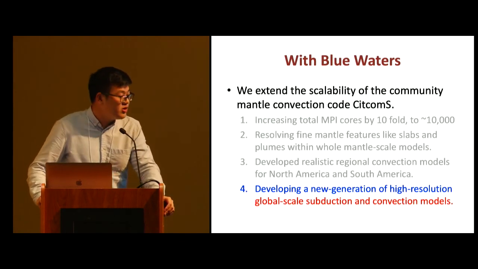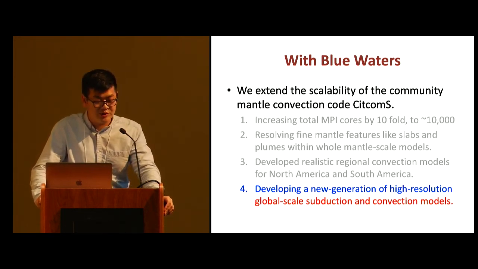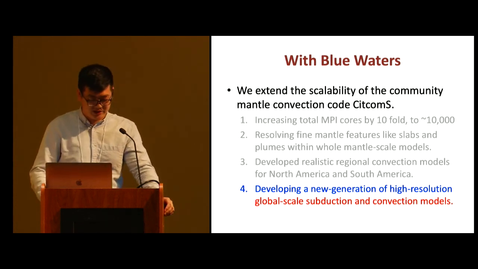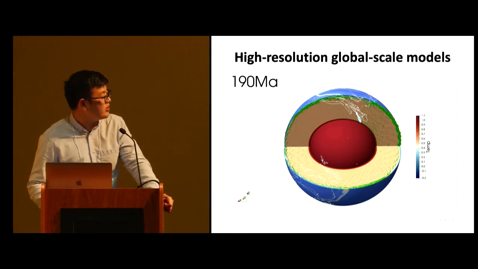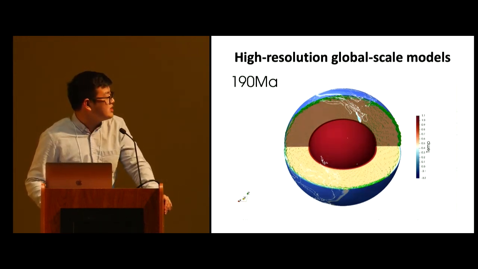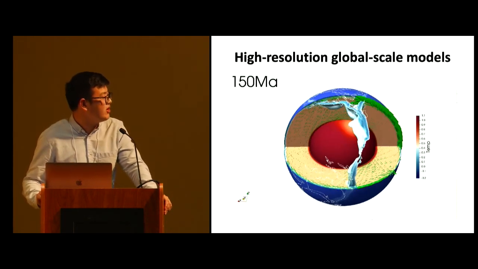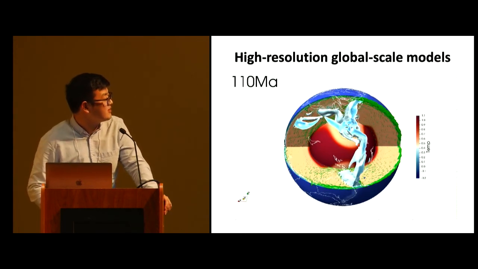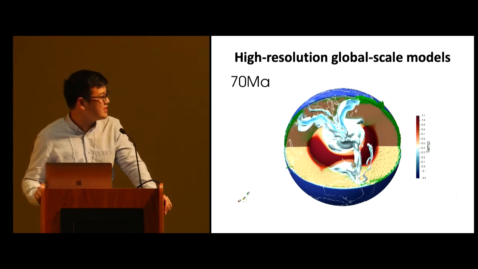Also, here is some ongoing work. Now we are developing a new generation of high-resolution global-scale subduction and convection models on Blue Waters. This is a short video of one of our models, looking at the West Pacific and East Asia. This model starts from 200 million years ago. We can track all the subduction and slabs, and we can investigate the mantle flow during the last 200 million years.